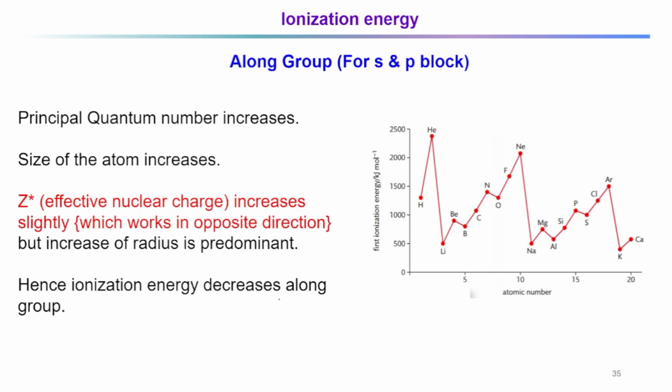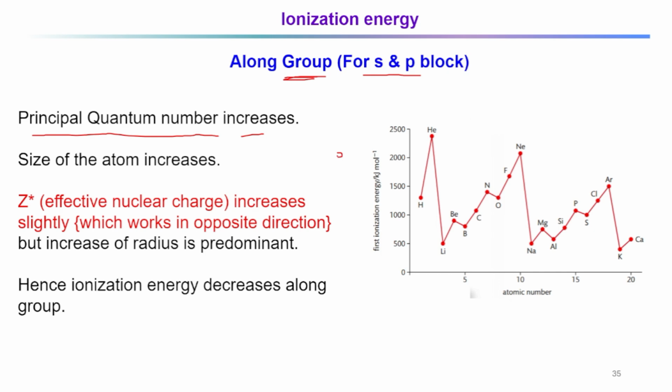Now let's see the trend of ionization energy along group. This one is for S and P block elements. Sorry, we have already discussed along period, so now we are going along group. If we go along group for S and P block elements, we see the principal quantum number is increasing. That means the number of shells or orbits is increasing, right? From beryllium to magnesium to calcium, the number of orbits is increasing. So the size of the atom also increases.